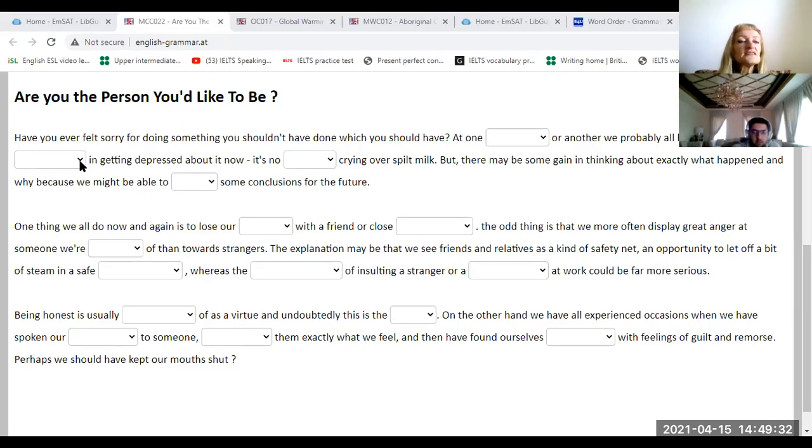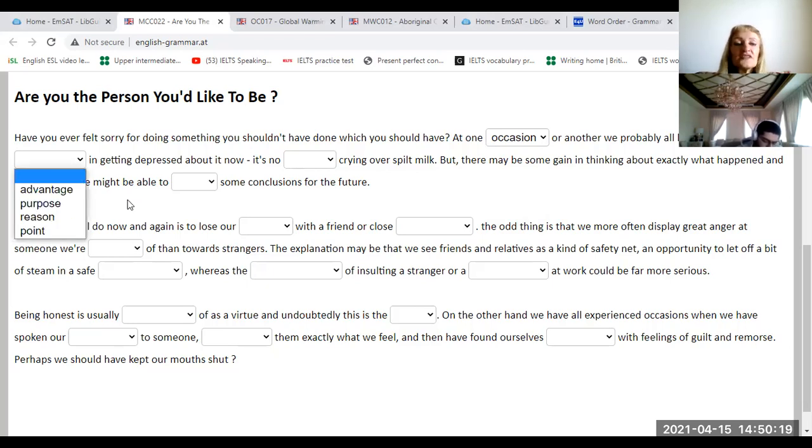So we've got multiple choice words to choose from. I'm going to let you have a think about it. I'll open the box and let you think. Have you ever felt sorry for doing something you shouldn't have done, on one occasion or another? Yes, I think that's a good choice. Okay. And the next one, I'll open the box and you can have a think.